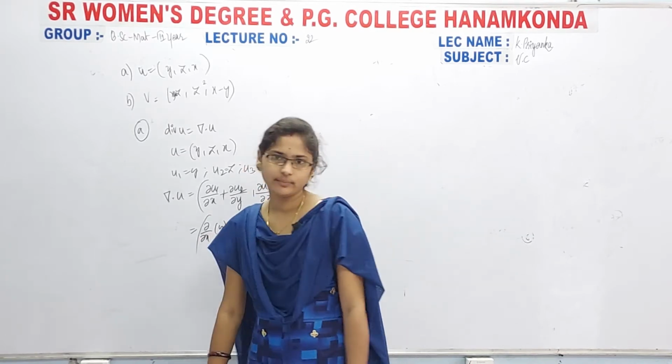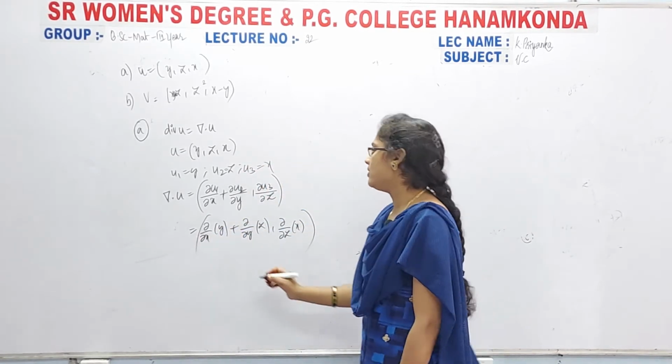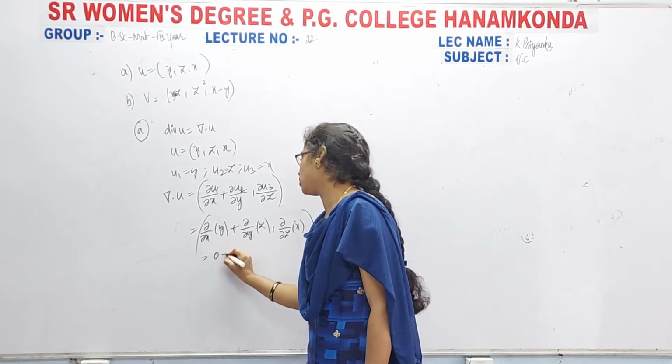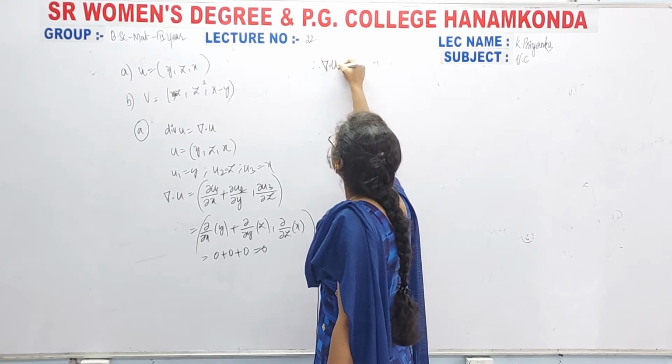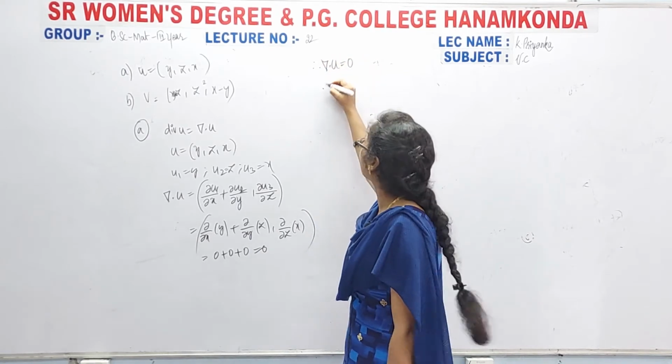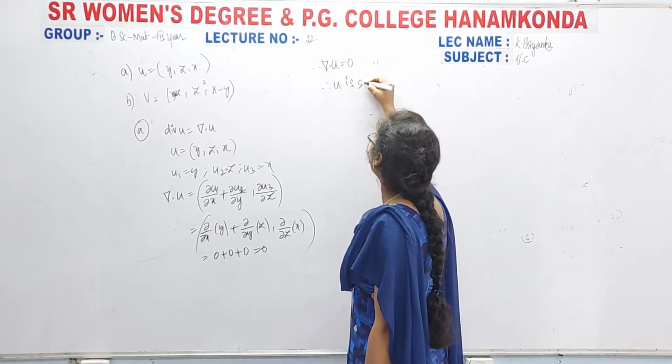Simply here what we get? We will get it equal to 0, because with respect to x, y is 0, plus 0 plus 0, which is equal to 0. Therefore divergence of u is equal to 0. Therefore u is solenoidal.